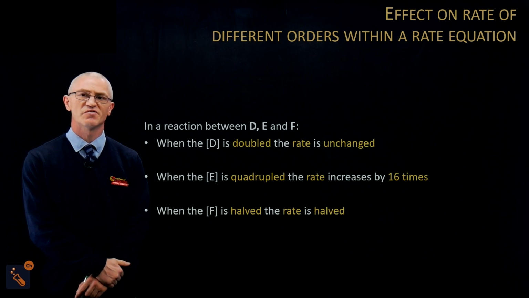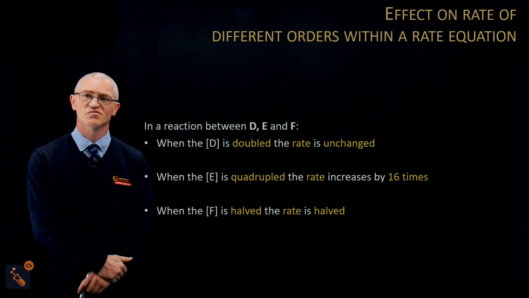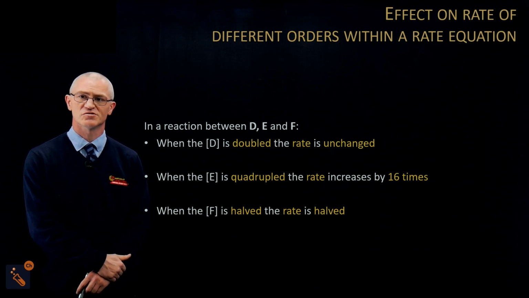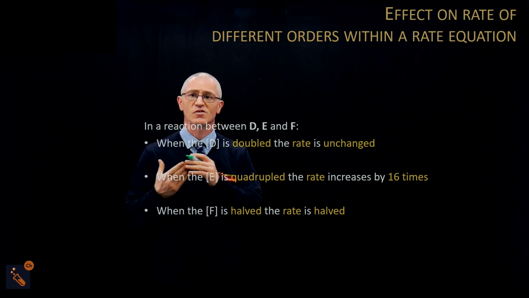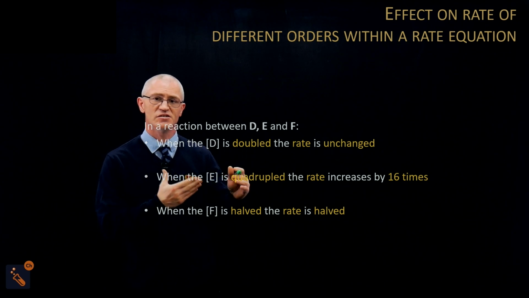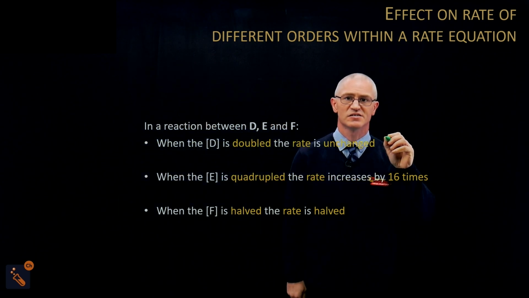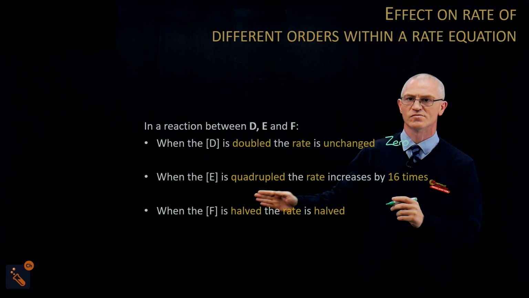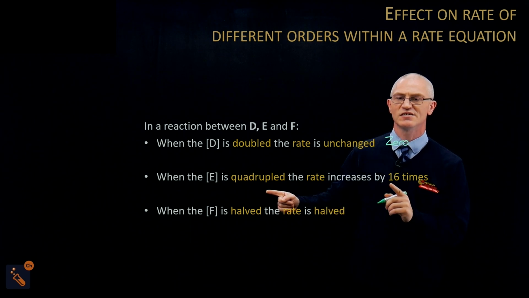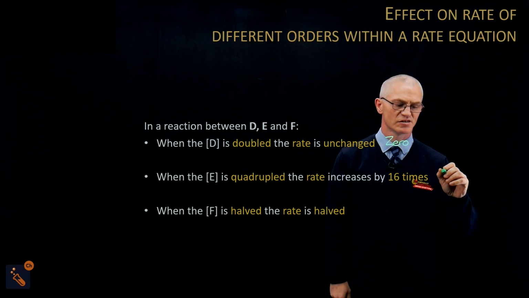We're now going to reverse this and see if we can get a rate equation from knowing the changes in rate from the changes in concentration. So the first one is, in this reaction, D, E, and F. If we look, when D is doubled, the rate is unchanged. Well, that tells me that this is going to be 0 order. We then go to here, when E is quadrupled, the rate increases by 16 times. Well, 16 is the square of 4. So that means this is going to be second order.